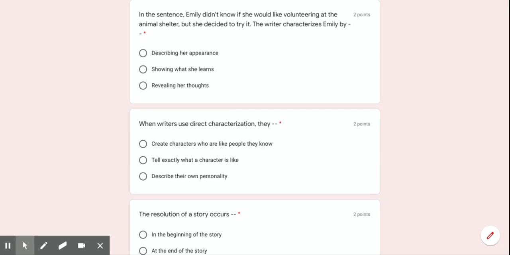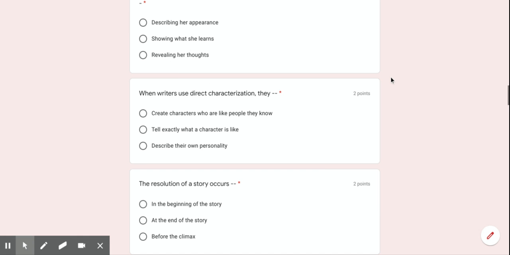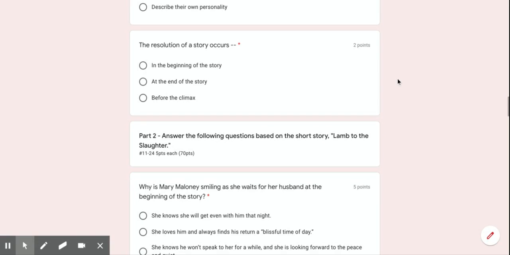Next question. When writers use direct characterization, they A, create characters who are like people they know, B, tell exactly what a character is like, or C, describe their own personality. And last question for part 1. The resolution of a story occurs A, in the beginning of a story, B, at the end of the story, or C, before the climax.